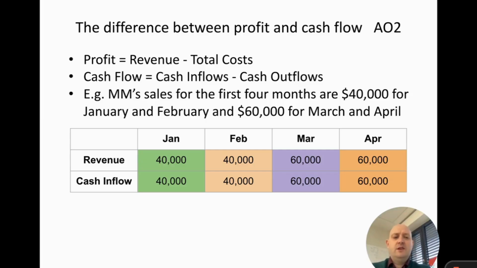So firstly, let's look at a situation where they are the same. We looked previously at Minto's mugs, and their sales for the first 4 months were 40,000 for January and February and 60,000 for March and April. Now, in this situation, the revenue will be 40, 40, 60, 60. And there's no reason that they don't collect the cash in those months. So we can say that the cash inflow is 40, 40, 60, 60. So then why might they be different?